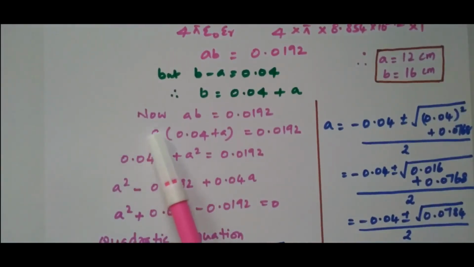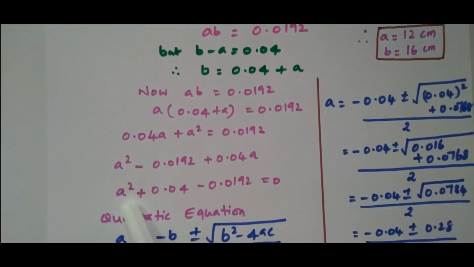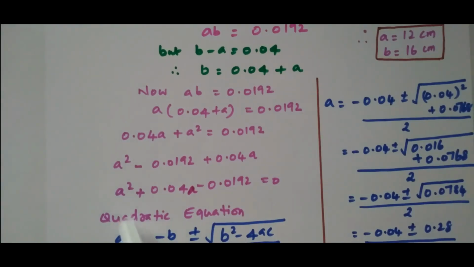Right? So multiply inside. A is multiplied. So 0.04A plus A square equal to 0.0192. Right? So rearrange this so that the term is brought here: A square plus 0.04A minus 0.0192. So this is a quadratic equation. The A value is 1, B value is 0.04, C value is minus 0.0192.